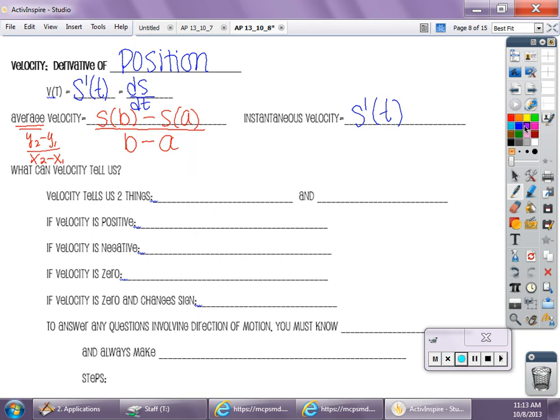All right, so what can velocity tell us? Velocity tells us two things. It tells us how fast you're going and what direction. That thing in your car that tells you how fast you're going, what's it called? A speedometer. Why don't they call it a velocity meter or velocimeter? It doesn't give you direction. Why? Are you sure? Are you just saying that? I feel like you made an unfounded statement. Prove it.